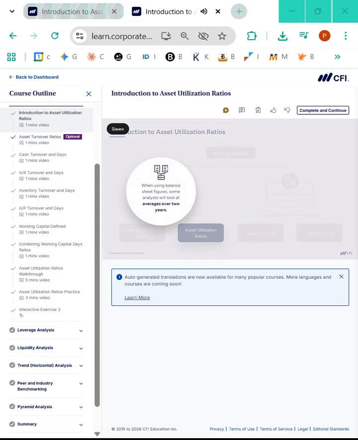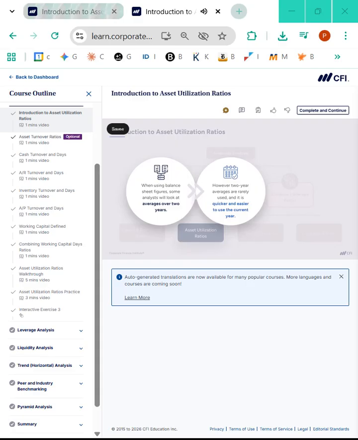Some analysts prefer to calculate averages over 2 years rather than using the current year. Although this is academically more accurate, it is rarely done in practice by financial analysts. It's much quicker and easier to use the current year.